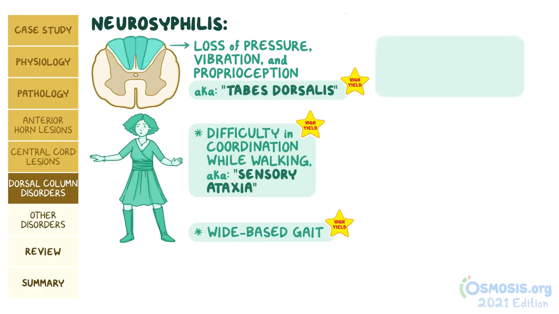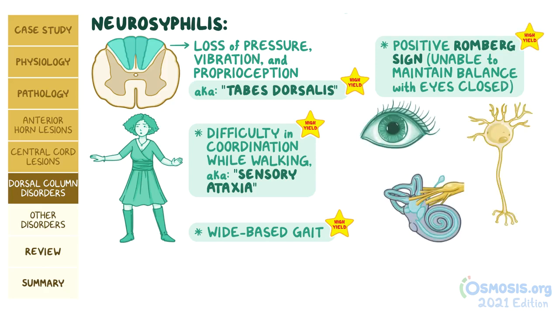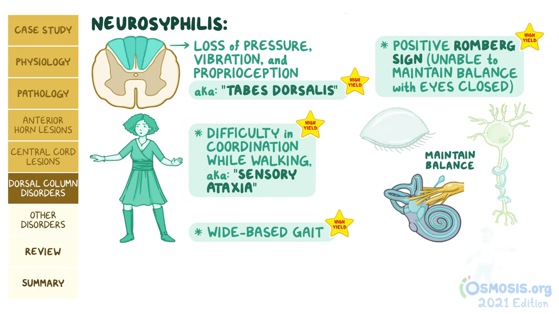Another telltale sign is a positive Romberg sign, which means that they're unable to maintain balance with their eyes closed. Remember that the vestibular organs in the ears, eyes, and the nerves that sense proprioception all take part in maintaining balance. You need at least two of these systems working to maintain balance. So, when people with neurosyphilis close their eyes, only the vestibular system is working, so they can't maintain balance.